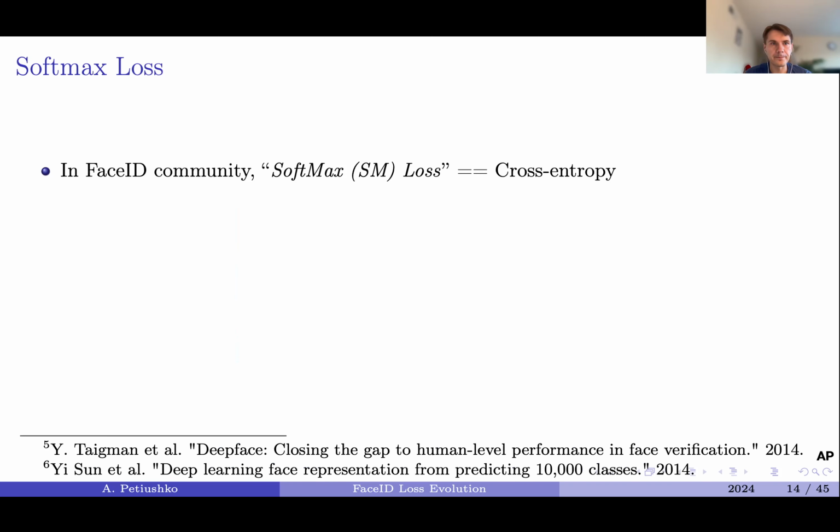Okay, let's start with the softmax loss. In the FaceID community, softmax or SM loss is the same as cross entropy. Remember, what is it? This is minus the sum of log p of x_i.